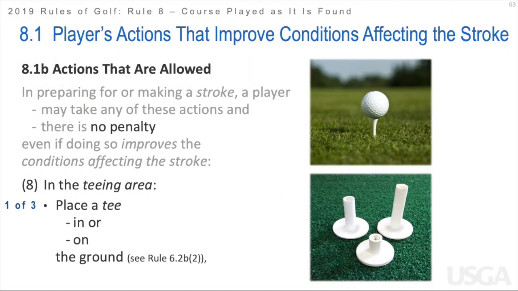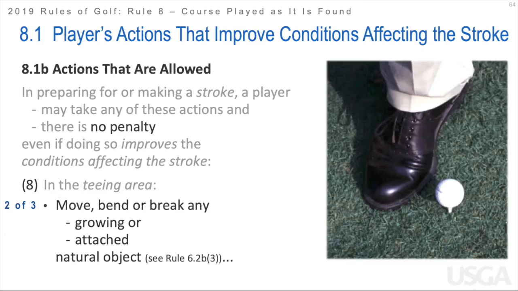Okay, now let's talk specifically about the teeing area, because you are allowed to do a lot of stuff there that you're not allowed to do anywhere on the golf course. And one is you're allowed to tee the ball up. Another is you actually are allowed to move, bend, or break anything growing or attached that's a natural object. A lot of people will pick up some grass or kind of break a stick or something that's in the teeing area. They're allowed to do that.